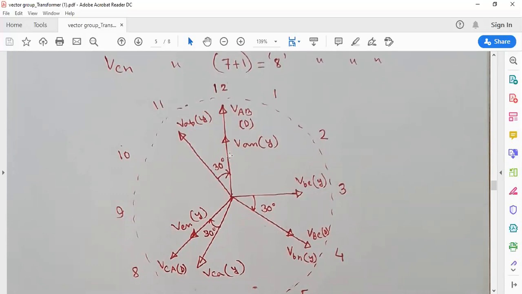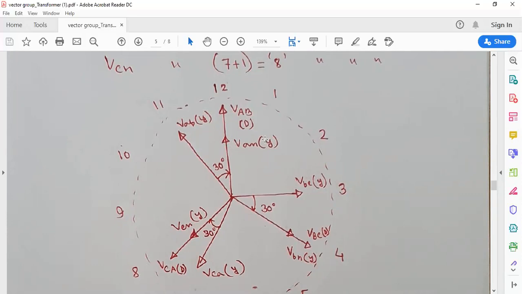We will get this direction. So VAN will be along 12. That's it. Then if we can plot VAN, we can plot VBN, VCN. We have to go 120 degree from each other. From 12 to 4, there is 120 degree difference. So definitely VBN will be along 4, VCN will be along 8.